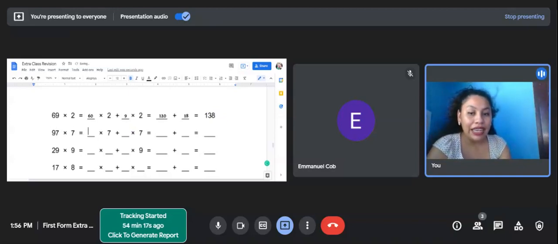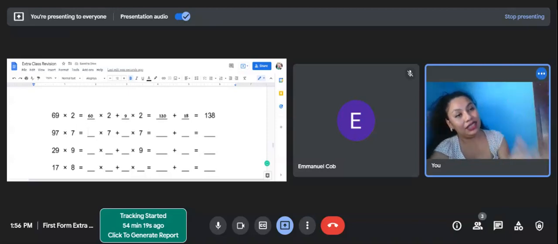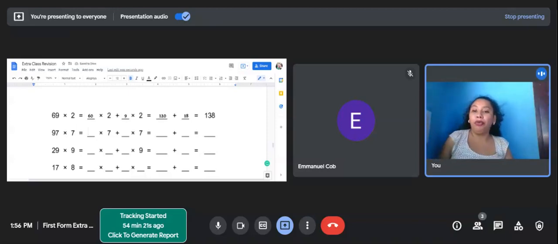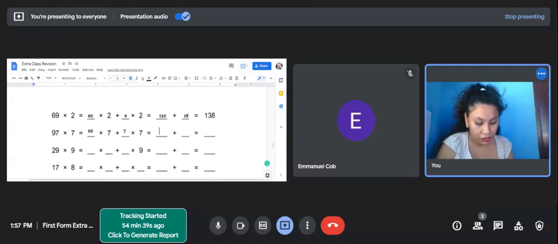Moving on to the other one. I have 97 times 7. I want to break the 97. So I'm going to break it into 90 times 7 and also into 7 times 7. Right? And then now when I do my multiplication, I need to multiply.